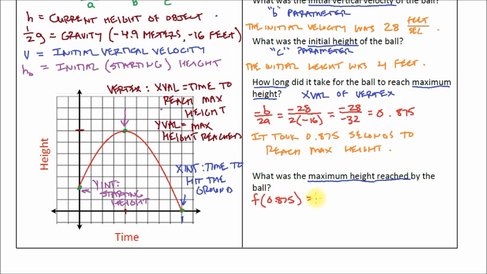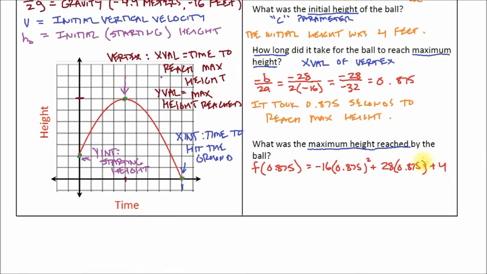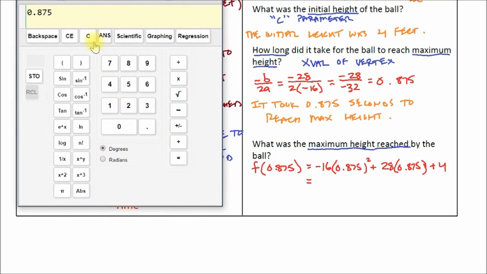And let's plug this in. We got negative 16 times 0.875 squared plus 28 times 0.875, and then we've got on the end plus 4. So take a look. I just took our equation and I plugged in t, which was 0.875. Now put that in your calculator. Let's go ahead and do that together.